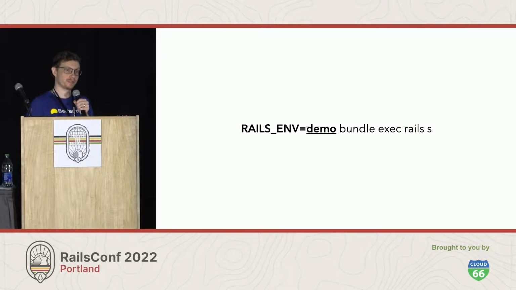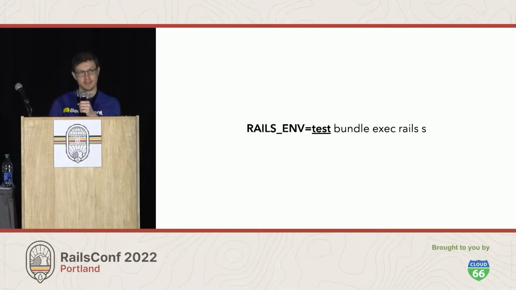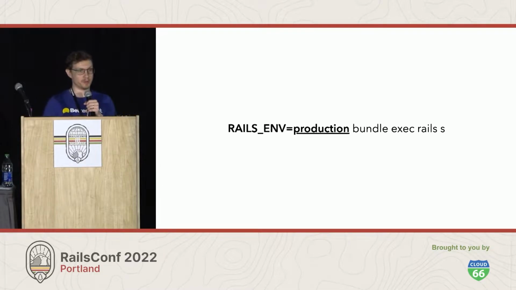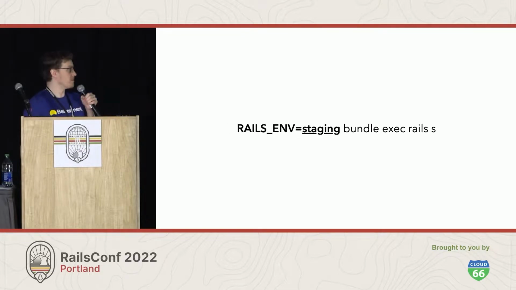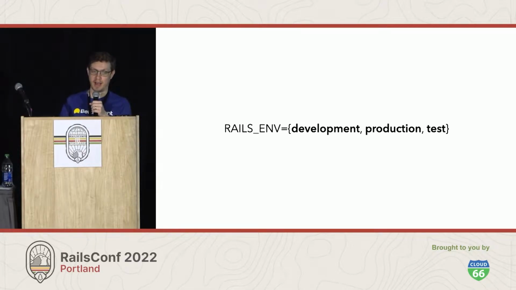What it refers to is the environment variable used to control the mode that your Rails app boots up in. By default, this is going to be development, or test if you're running your tests, or if you're deploying to production, hopefully you're using the production environment. Some companies have a staging environment, but that's not one of the built-ins. So out of the box, what you get are the big three: development, production, and test.